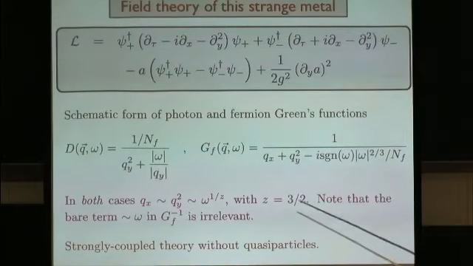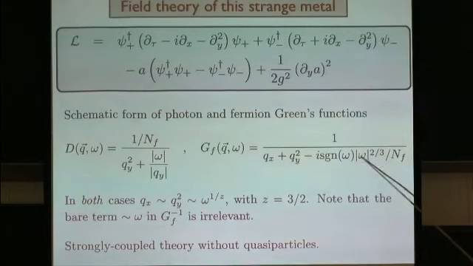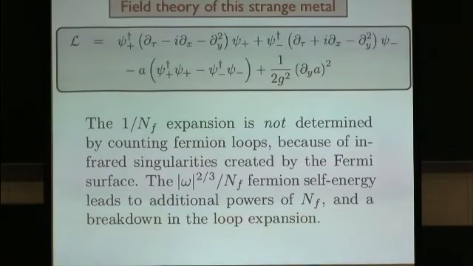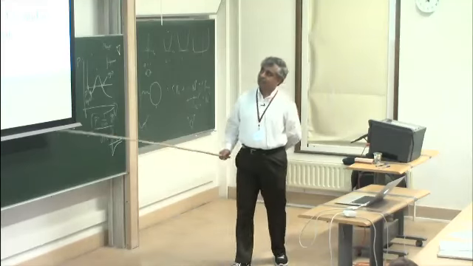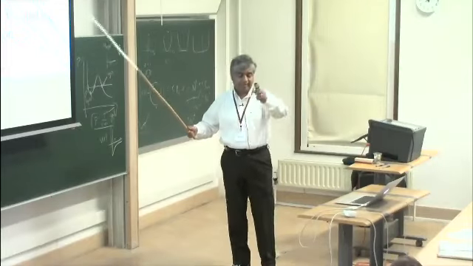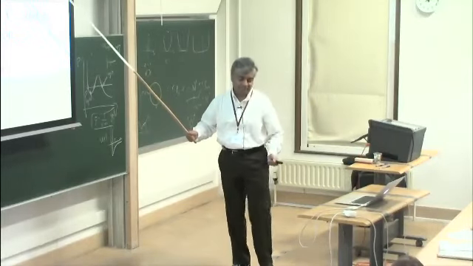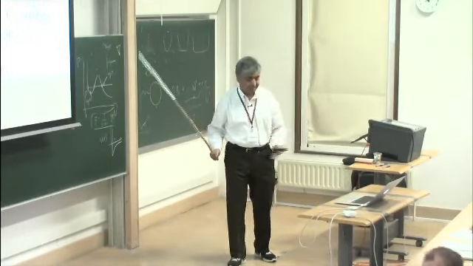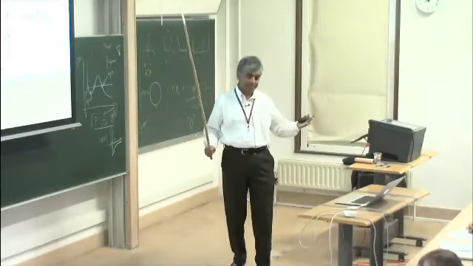I want to come back to the point I've already mentioned, that there's 1 over NF here, and omega to the 2/3. So the two opposing tendencies really make this 1 over NF expansion problematic. Naively, when you do the 1 over NF expansion, the naive assumption is just count fermion loops. Every time you have a fermion loop, you get a factor of NF. And that's the basis of the vector 1 over NF expansion in all the textbooks.